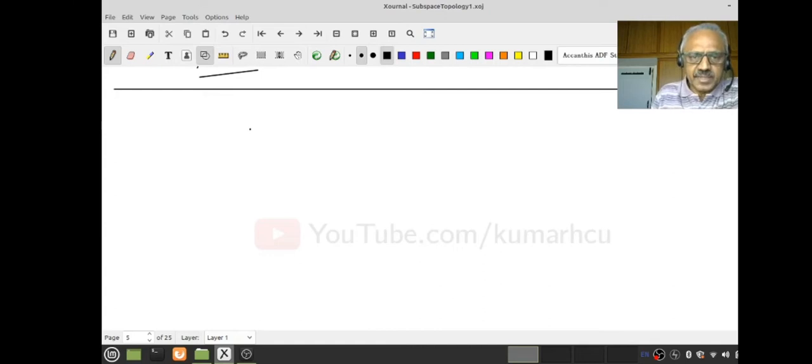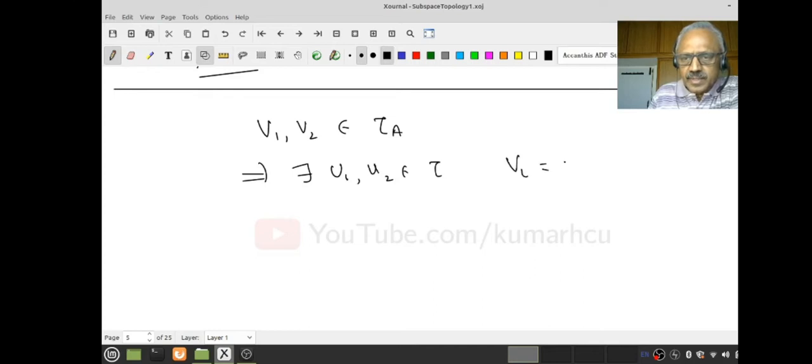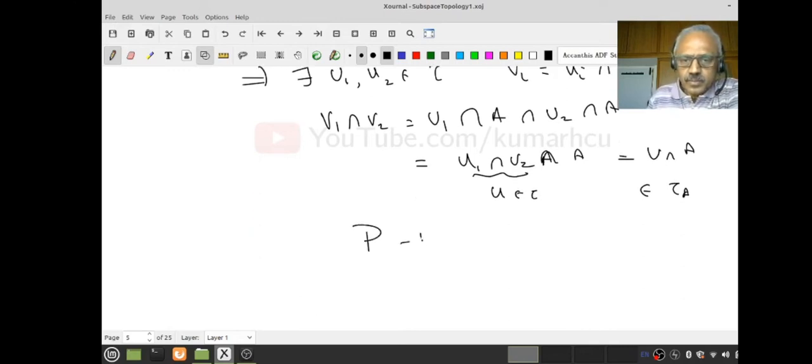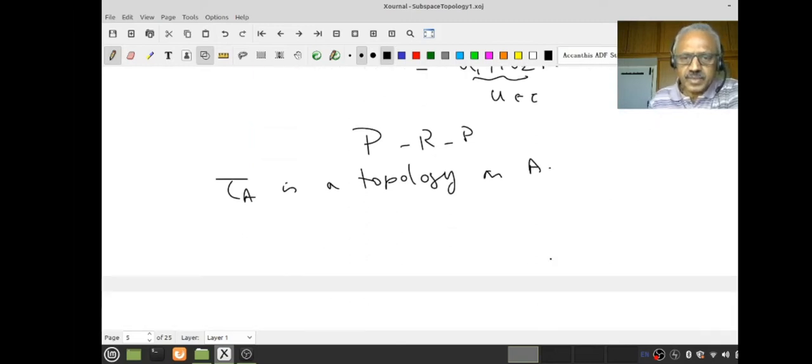And intersection is similar. Suppose V1, V2 are in tau A, then that means there exist U1, U2 in tau so that Vi is Ui intersection A. Therefore, V1 intersection V2 is U1 intersection A intersection U2 intersection A, that is U1 intersection U2 intersection A. But U1 and U2 are in tau, therefore this is some U which is in tau, therefore this is of the form U intersection A, therefore it also belongs to tau A. So what you have proved is tau A is a topology on A.